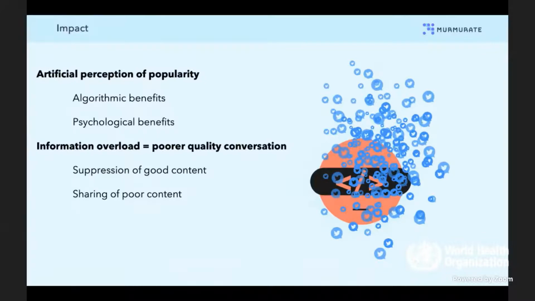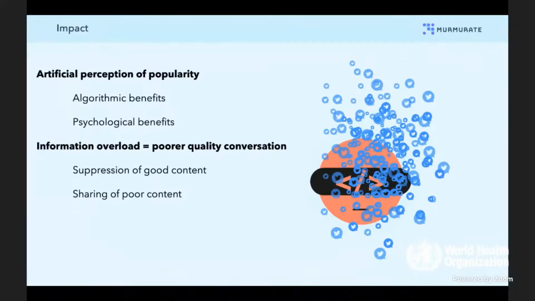And by that, I mean that humans are more likely to engage with and interact with, to retweet themselves, content that already appears to be popular. And there are lots and lots of good pieces of research out there that set out the psychological traits behind that. All of that means that while we start with an artificial perception of popularity, it then potentially drives real popularity. And that's a really key point for us.